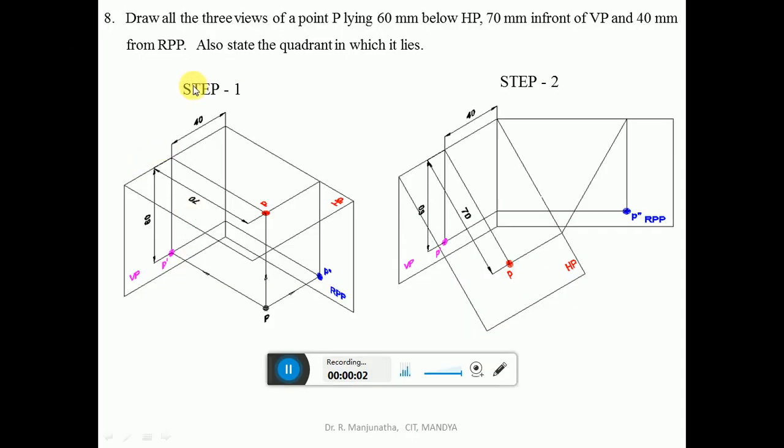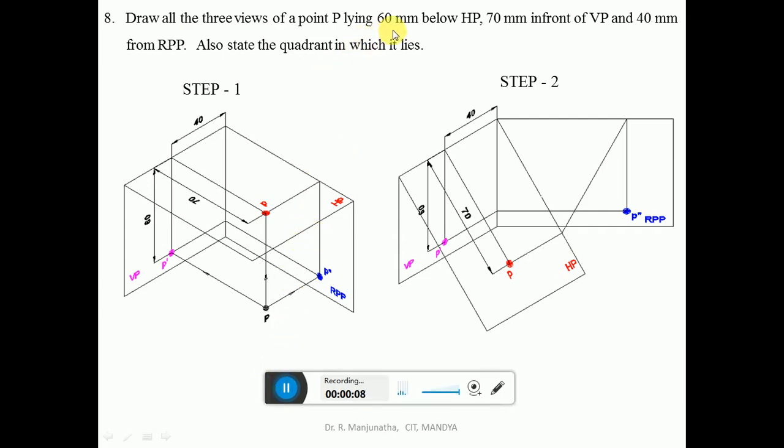Draw all the three views of a point capital P lying 60 mm below HP, 70 mm in front of VP and 40 mm from RPP. Also state the quadrant in which it lies.